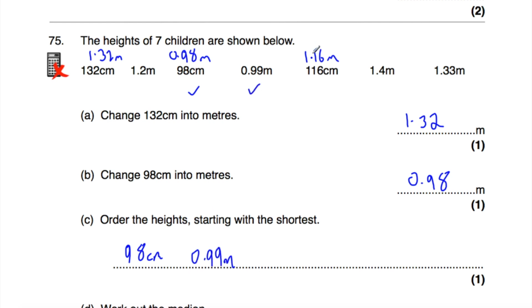Okay, next we've then got 1.16, so that's our next shortest, so that's 116 centimetres. Next then we've got our 1.2 metres. Next we've got our 1.32 metres, or 132 centimetres. And then next we've got our 1.33 metres, and then the tallest person is 1.4 metres. And that's it, we've put the heights in order, starting with the smallest, or the shortest.